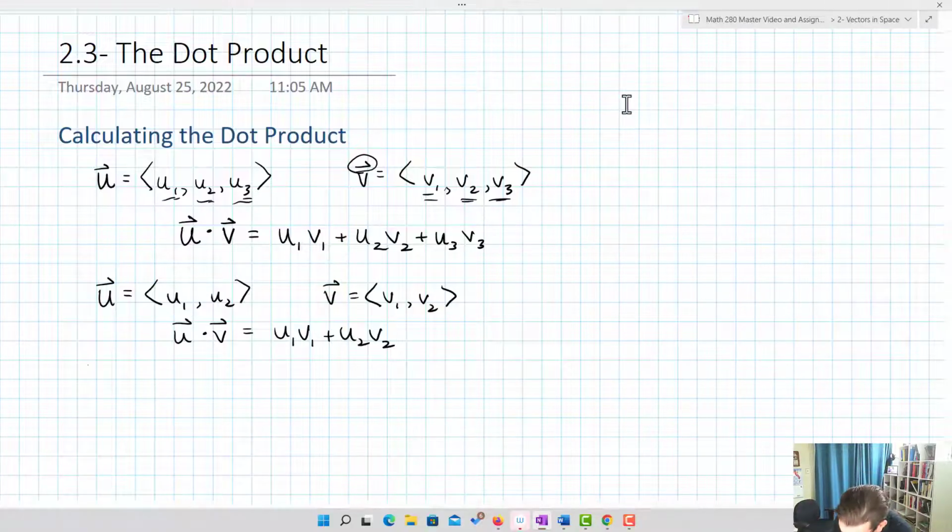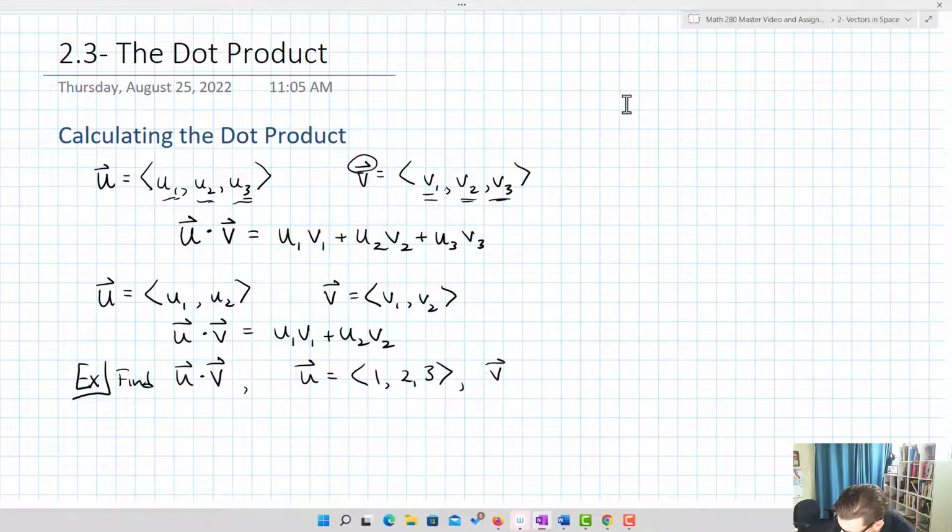So let's do an example. Let's say I want to find u dot v. We're going to set up that u equals 1, 2, 3, and v equals -1, -3, -1.